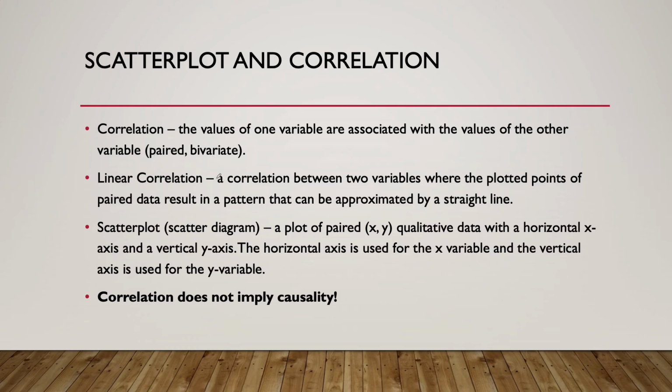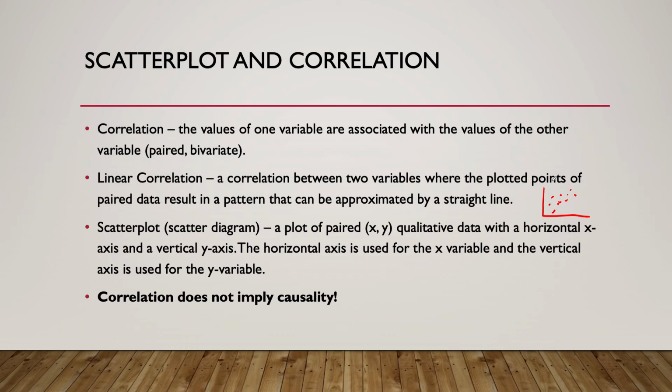A linear correlation is a correlation between two variables where the plotted points of paired data result in a pattern that can be approximated by a straight line. And it's usually the easiest when it is indeed a straight line, something similar to this graph here that I just drew, although that one isn't going to be as nice of a straight line or as nice of a correlation, but it does follow the overall trend of a line.